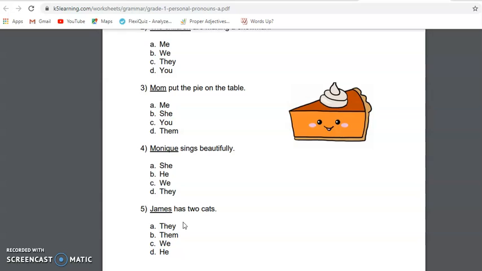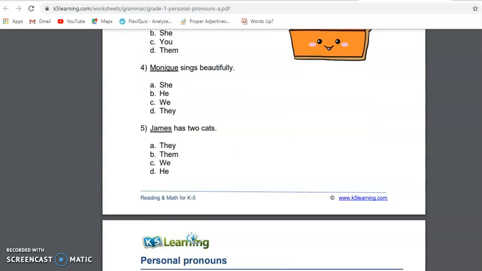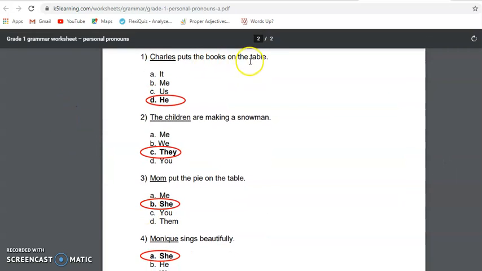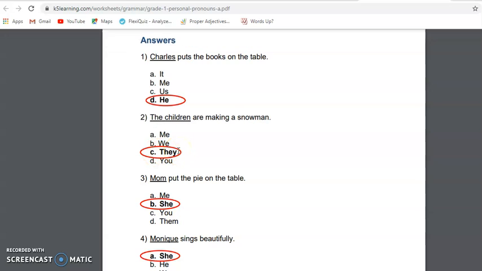Okay, if you're playing the video, that means you are finished. Let's go ahead and check our answers. Number 1, Charles puts the books on the table. The best pronoun would be he. He puts the books on the table. Number 2, the children are making a snowman. The best pronoun would be they, because we're talking about more than one person. Children is the plural of the word child. So they are making a snowman is the best pronoun.